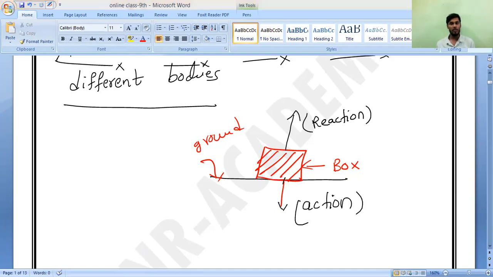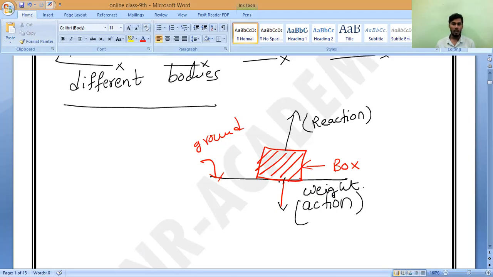Action is taking place by what? The weight of the body. Is it yes or no? If I have more weight, I will exert more force on the ground. If I have less weight, I will exert less force on the ground. So this action is known as weight. Depending upon my weight only, the ground will exert the force. Is it yes or no?